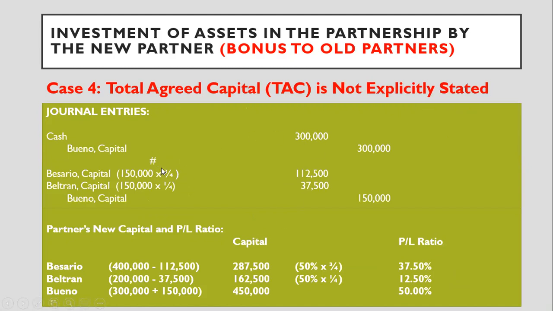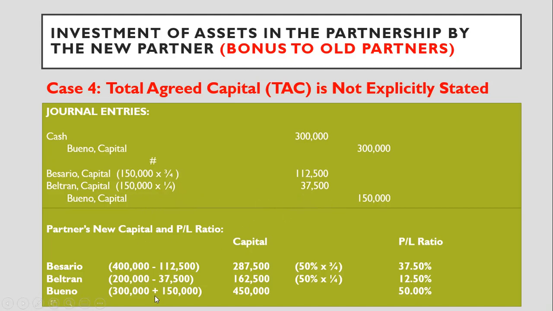Rather, the investment. First we will recognize the cash investment. Debit to cash 300,000, credit Bueno capital 300,000. And after that, we will recognize the bonus given to the new partner, and this will reduce the capital of the old partners. So the 150,000 will be shared by Bisario and Beltran using their P&L ratio. It's a debit to Bisario capital, 112,500, and then a debit to Beltran capital, 37,500. Of course, a credit to Bueno capital of 150,000.